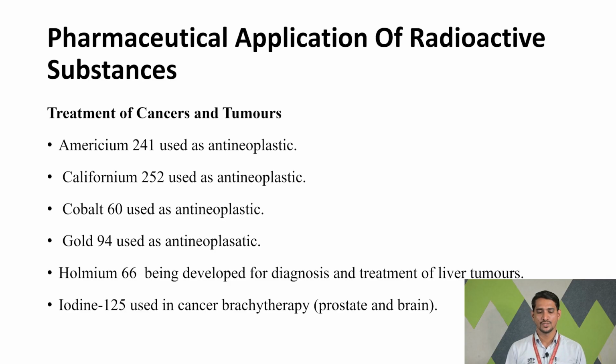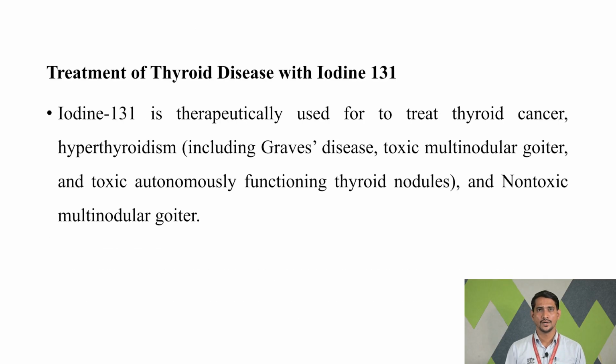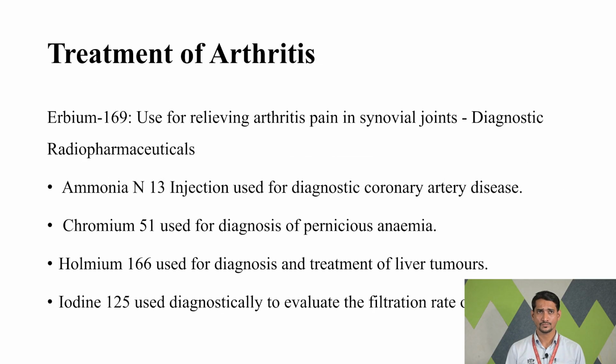Iodine 125 is used in cancer brachytherapy, that is prostate and brain cancer. Then treatment of thyroid disease with iodine 131. Iodine 131 is therapeutically used to treat thyroid cancer, hyperthyroidism including Graves' disease, toxic multinodular goiter, toxic autonomously functioning thyroid nodules, and non-toxic multinodular goiter.